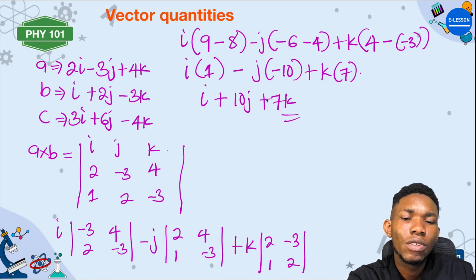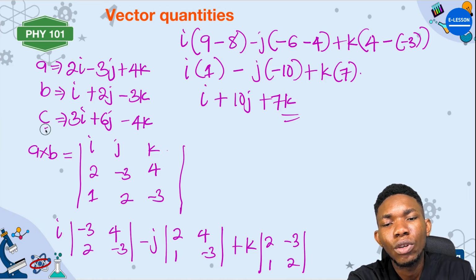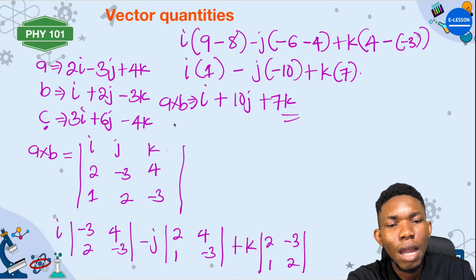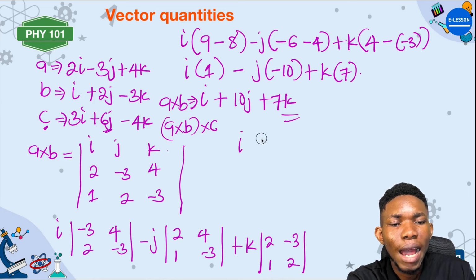Now, this answer you get now is not the one you are going to cross with C. So this is A cross B, which equals this. Now, this answer, use it and cross C again. So it's going to be A cross B cross what? C. So use it and cross this one. That will be your assignment.